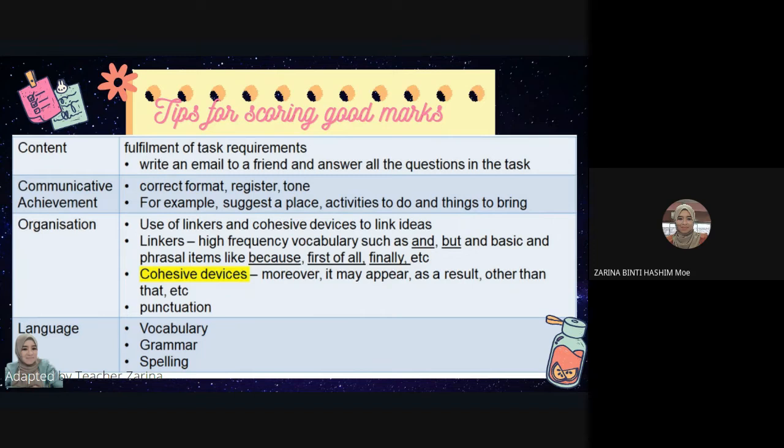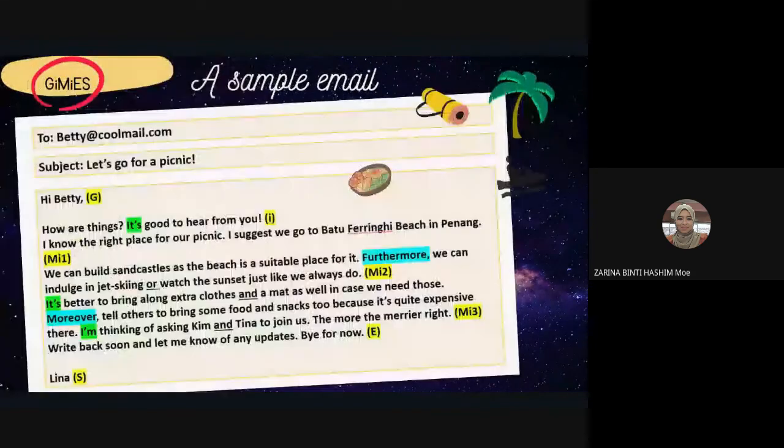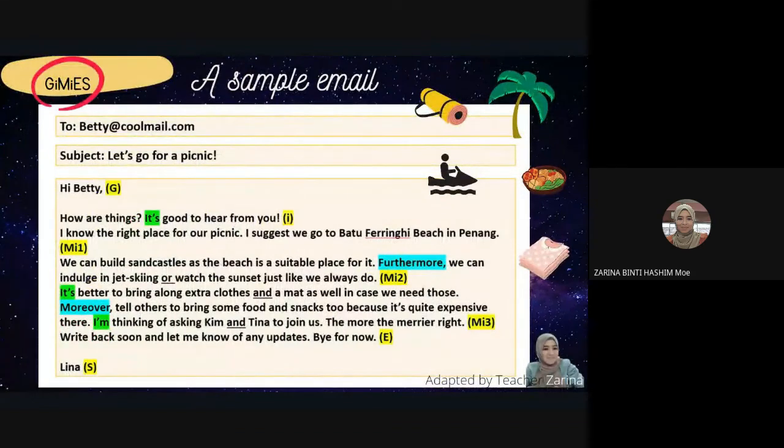Now I want to show you the sample email. This is the sample email based on the steps that we discussed just now. The first thing is "To", that means the person that you want to write to.